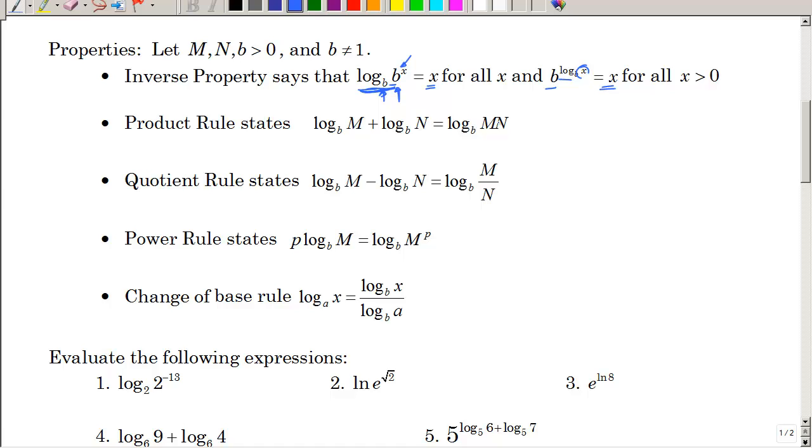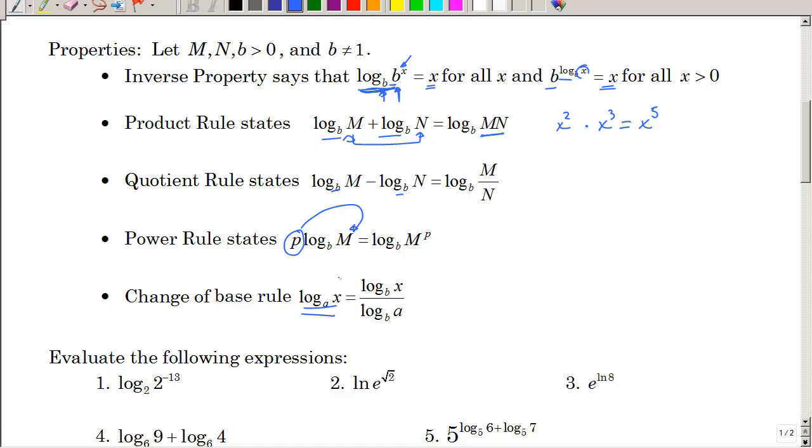Then we have a product rule, very much like the exponents. Again, the bases have to be the same. If you have the log of a number plus the log, same base, of a number, then you can rewrite that by multiplying those together. And that comes from the exponent rule about adding exponents. Quotient rule, you can divide, again, as long as you have the same base. Then we have a power rule saying if you have a number multiplied by a log, you can make it into the power. And then we have the change of base rule.